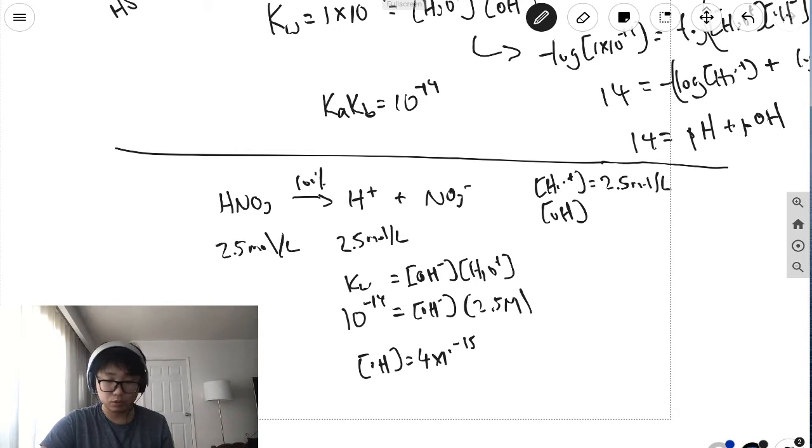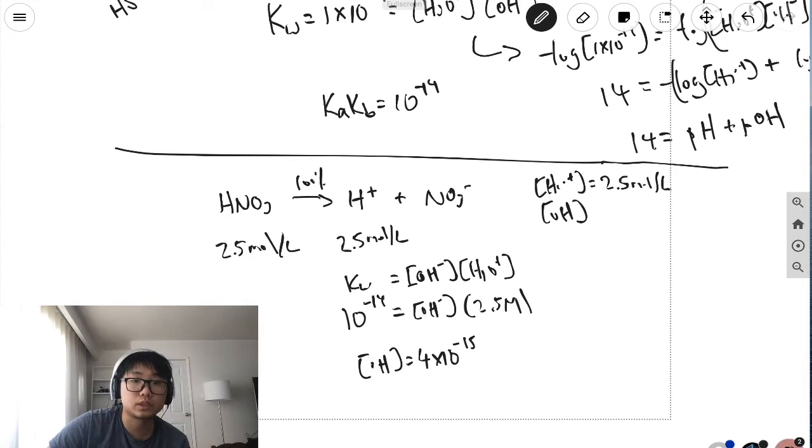I wouldn't go through this if they ask you for pOH though, right? Because for pOH, you should actually just find the pH and do 14 minus that. I mean, this works too, it just saves you one step. Okay, so you should know those equations. If you want to find all those equations in one place, all those things that derive from Kw, here it is.